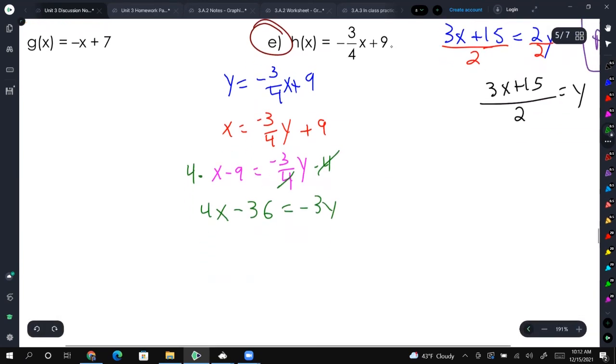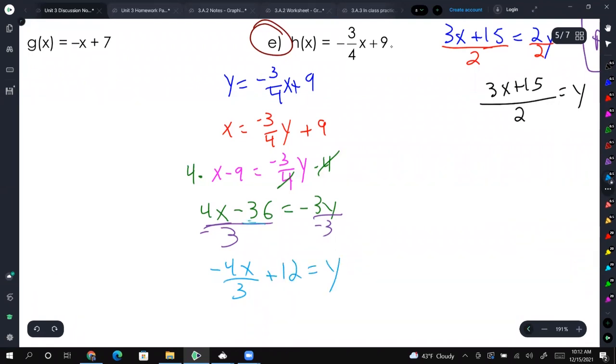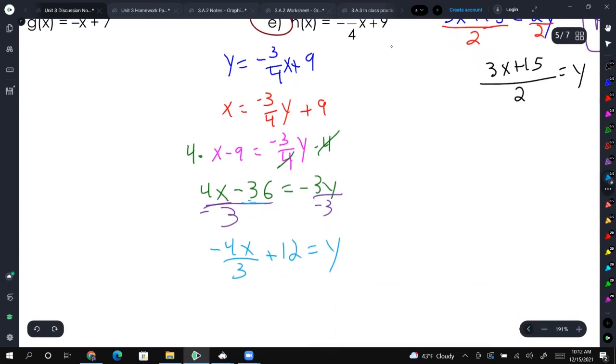So then we need to divide everything by negative 3. When I do that, I'll get negative 4x over 3, but negative 36 divided by negative 3 is positive 12. Now that y is by itself, I can then go back and replace it with the inverse notation. And we started with h of x. So we would say the inverse of h of x is negative 4x over 3 plus 12.